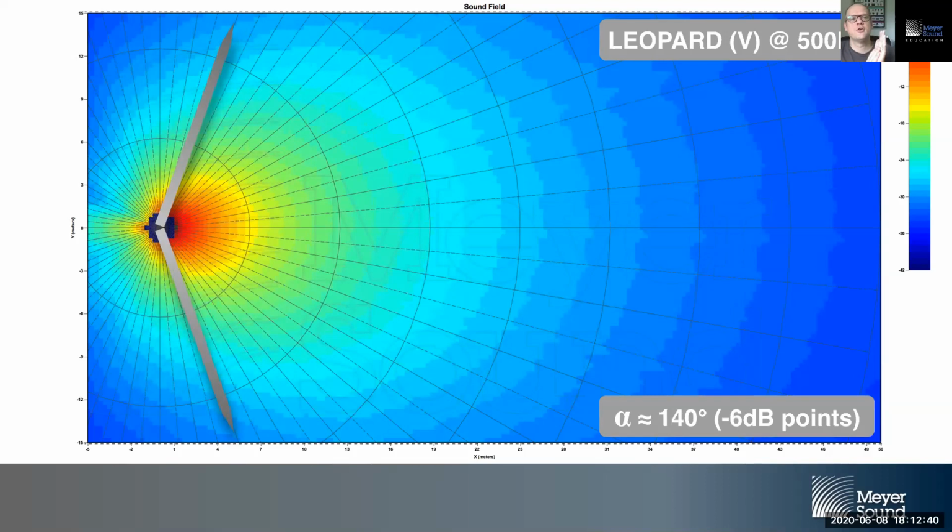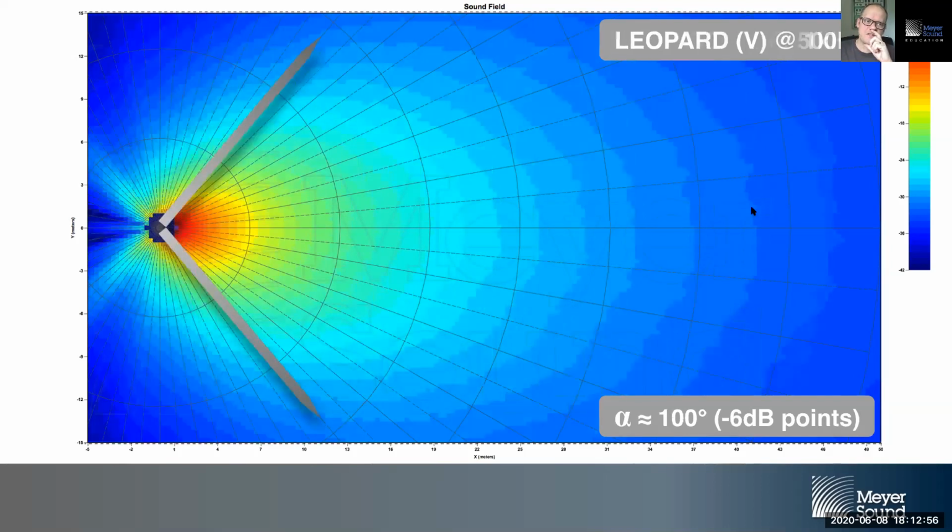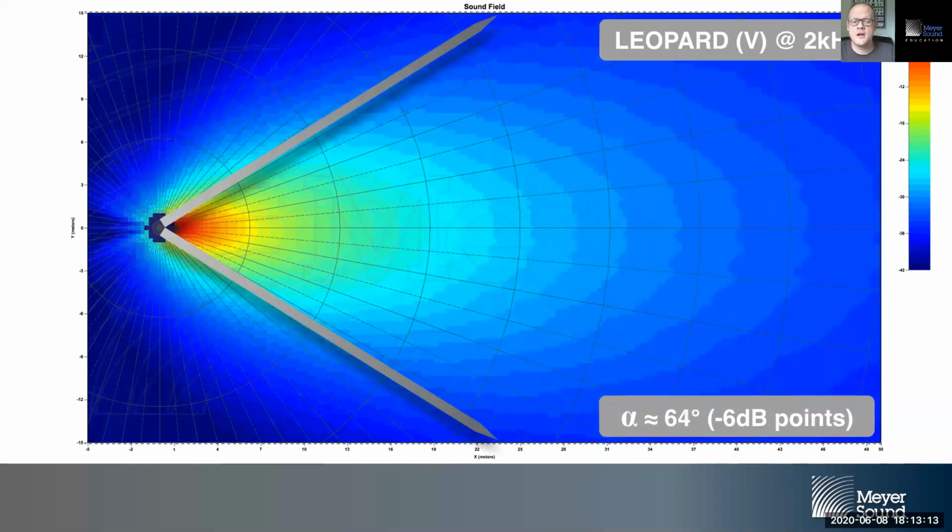By now we're at 500 hertz, and now you clearly start to see that the Leopard is becoming narrower. It's becoming more beamy, for lack of a description. This is a single element, and by the time you're at 500 hertz, the coverage between the -6 dB points has now shrunk to 140 degrees. Let's go up by one more octave. Now we are at 1 kilohertz, and also at 1 kilohertz, you see that the beam has become more narrow. Around 1 kilohertz, a single Leopard is now about 100 degrees. Let's go up by another octave, and again, history repeated itself, and the Leopard started to become progressively more narrow.